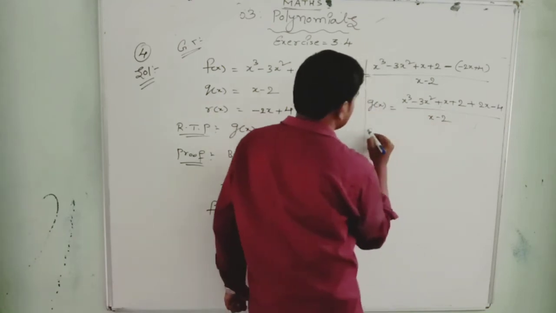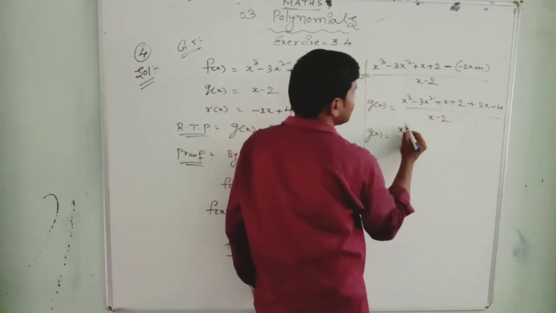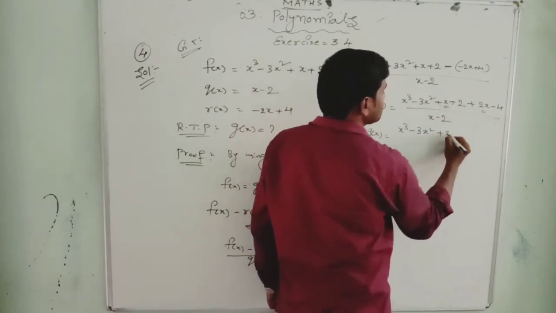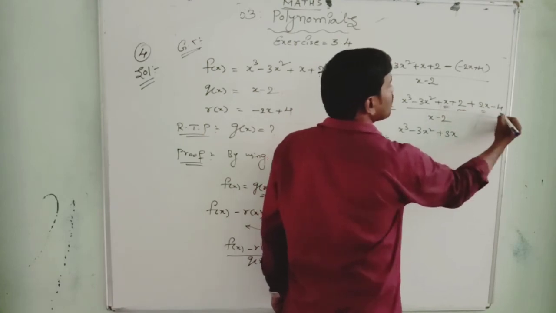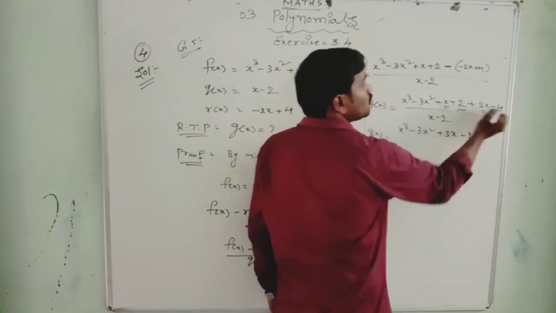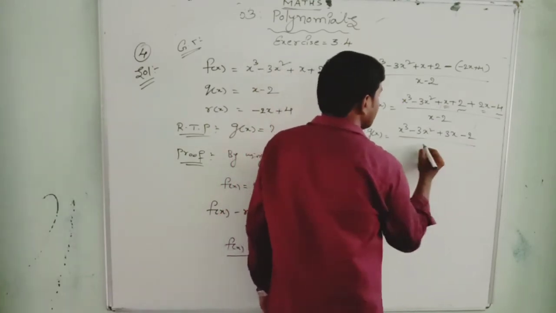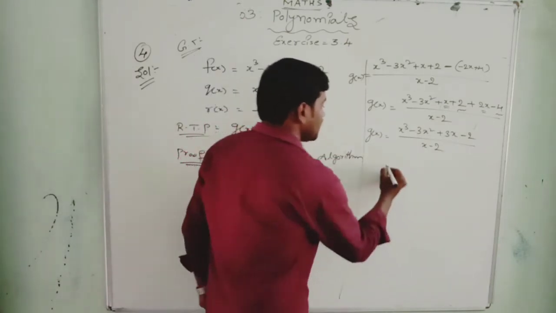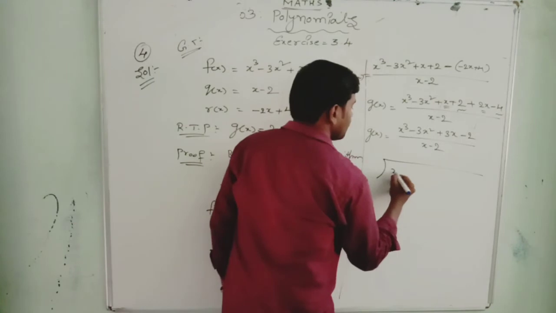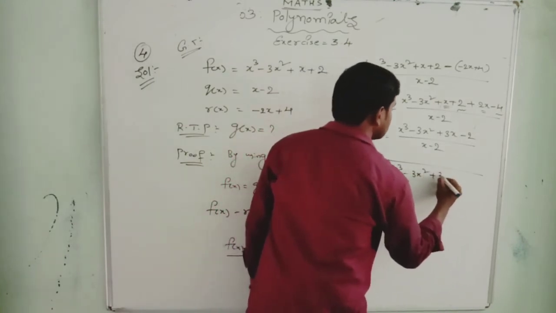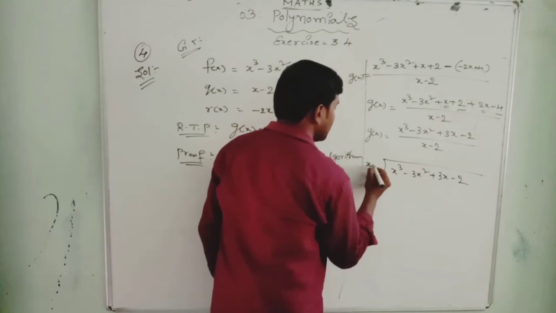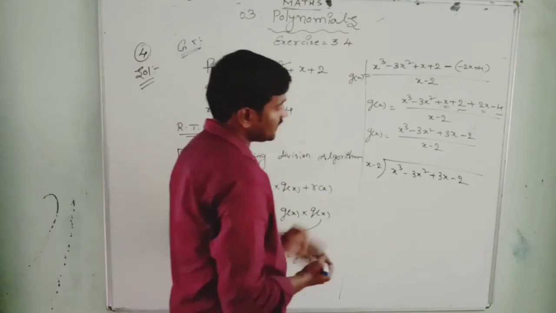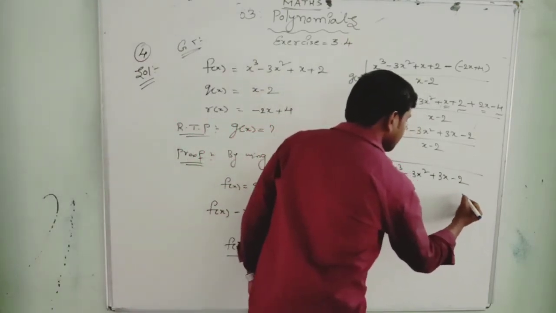Yes, this can be solved like this: g of x equal to x cube, there is a minus 3x square term, here 1x plus 2x, so we can write 3x, and 2 minus 4 is minus 2, by x minus 2. That means we have to divide this by the division method. Let us divide x cube minus 3x square plus 3x minus 2 by x minus 2. Then we get g of x.